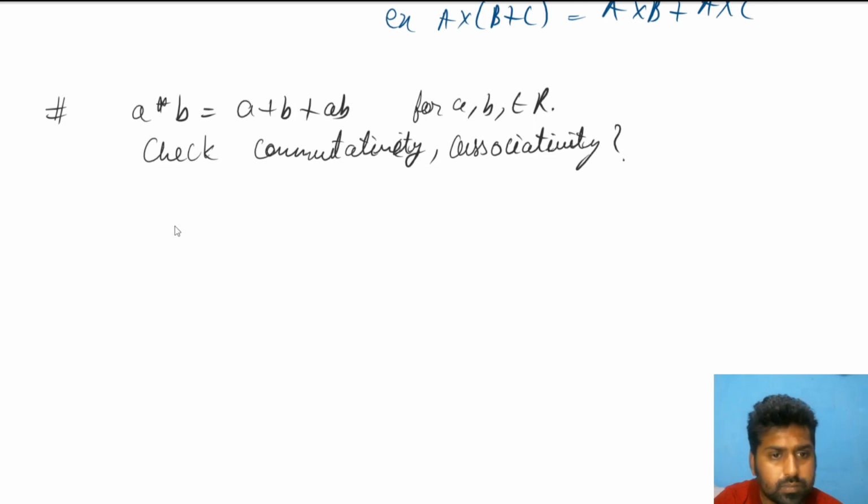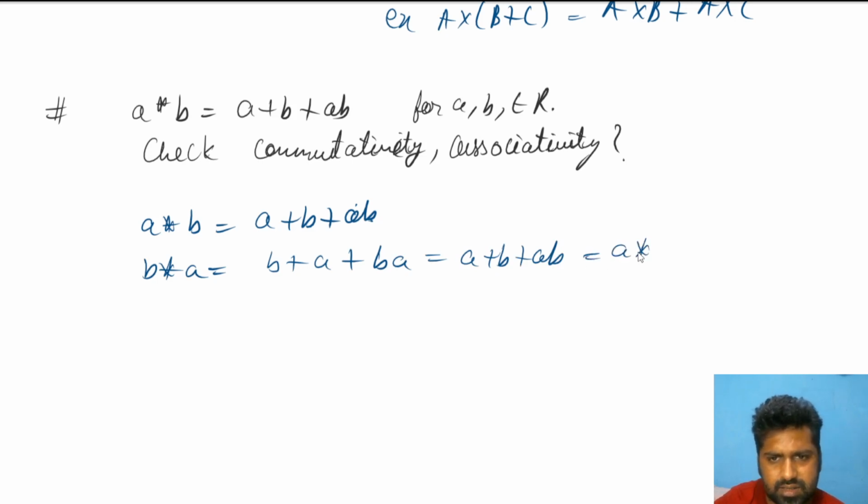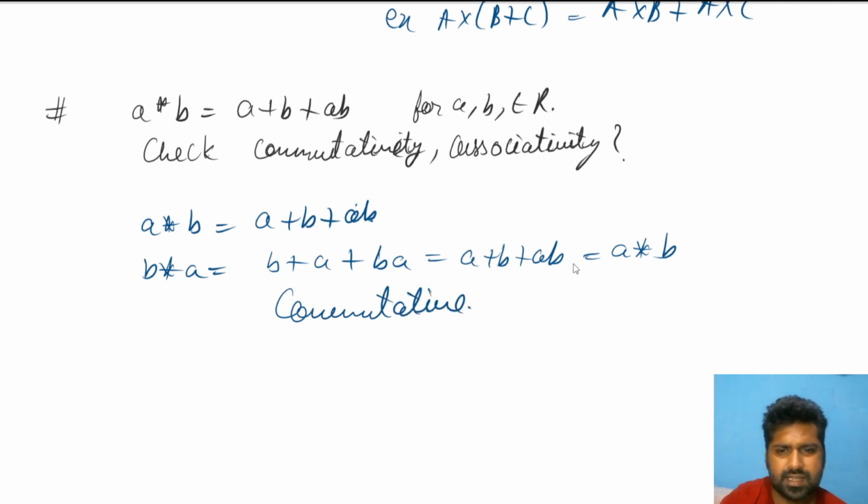Now for commutativity, we have to first get A star B, which is already given, A plus B plus AB. Now if we are doing B star A, all we have to do is replace A and B, so B plus A plus BA. BA is multiplication, so we can rewrite this as A plus B plus AB, which is the same as A star B, so clearly it is commutative. Both are the same, so commutative.